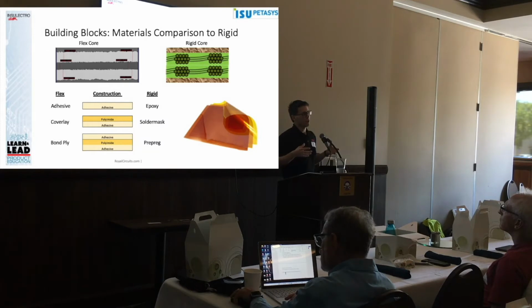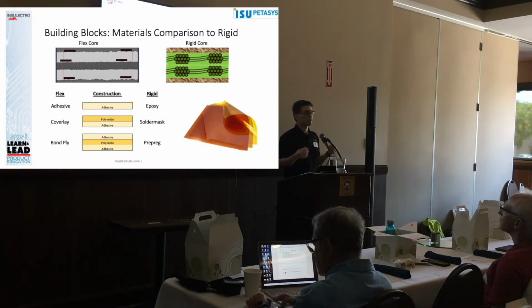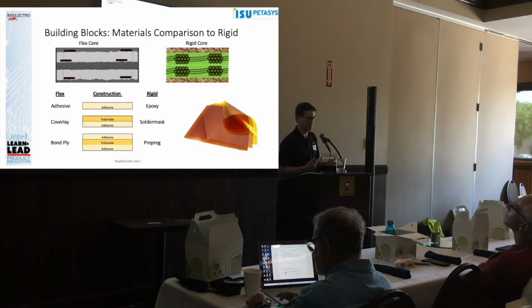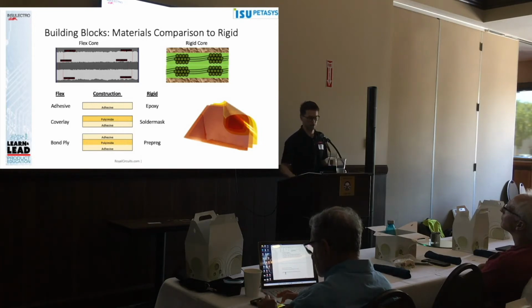Instead of thinking of pre-preg, we want to use something called bond ply, which is what we're going to use in between opposing copper planes. Instead of having cores, we have the same core, but it's just a flexible copper clad core. And then instead of using solder mask on the outside of your panels once you're finished, we use coverlay to protect the exterior surface of our circuits to ensure we don't short everything out.